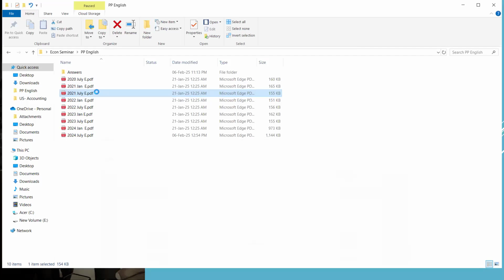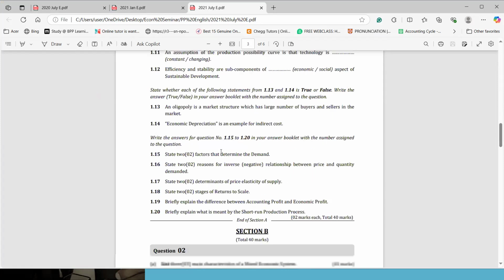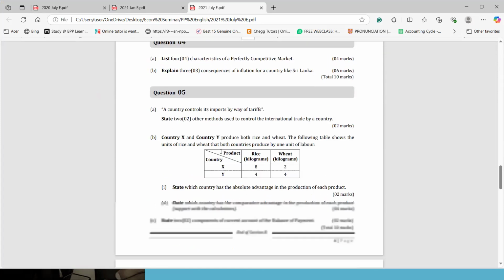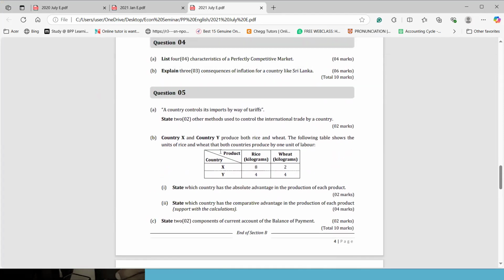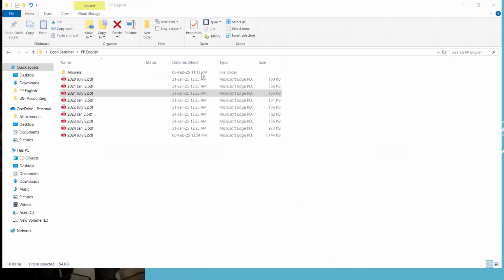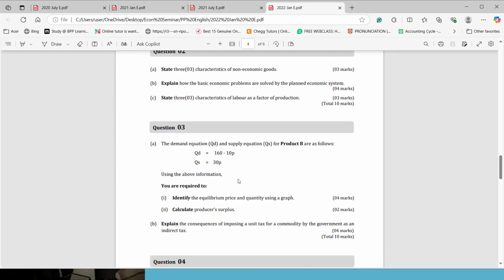21 July. Check whether you have another question from this part. Question number 5, you don't have. This is a country controls imports by tariff. That is protectionism. Protectionism we didn't discuss. Let's discuss it later. 22. Another past paper. Let's look at it.